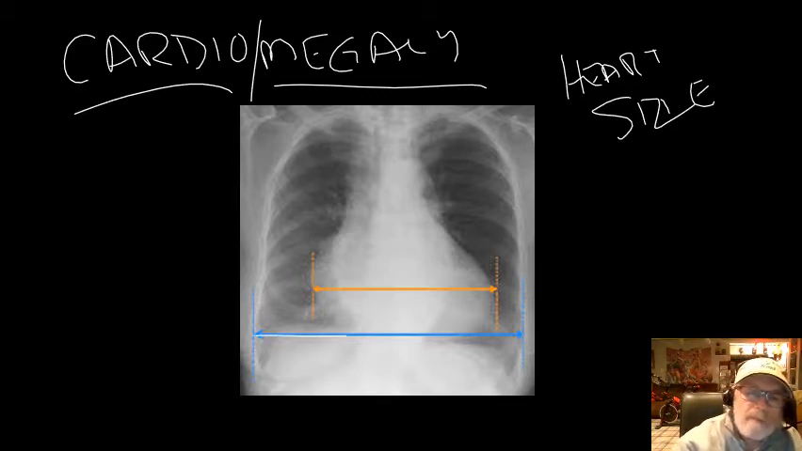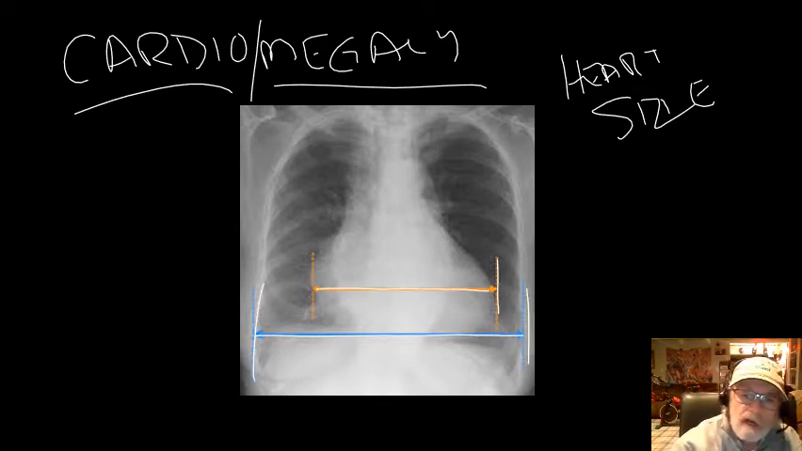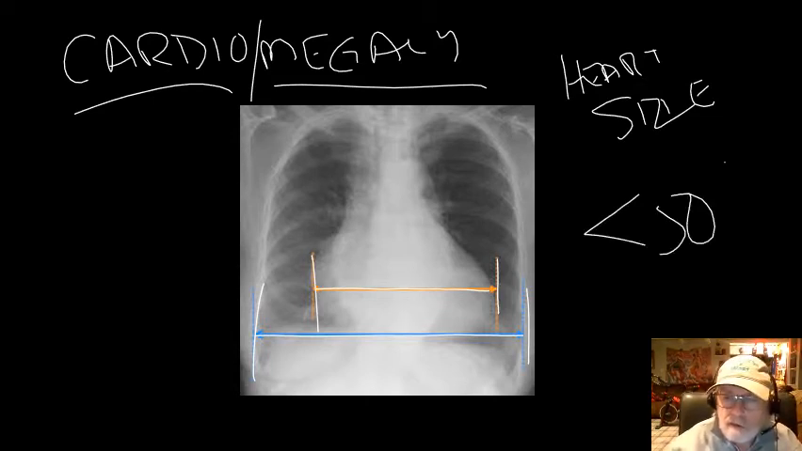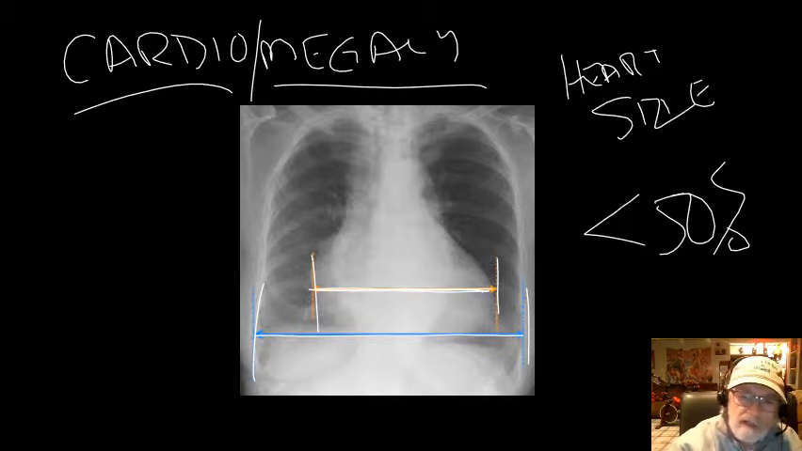All you do is you measure the transverse diameter of the thoracic cavity, and then you measure across the cardiac diameter, which should be less than 50%. Okay, and here obviously the heart size is more than 50% of the transverse thoracic diameter. So therefore, this is a cardiomegaly.